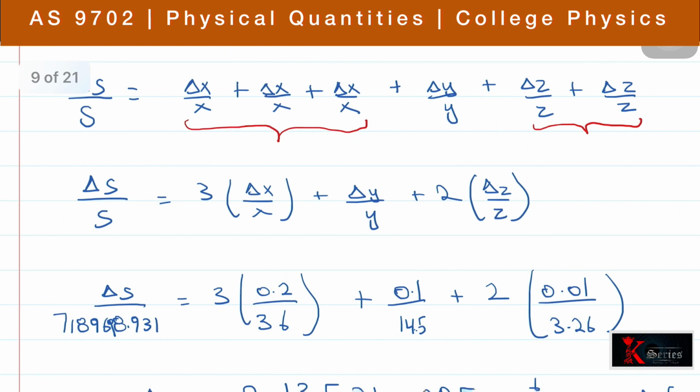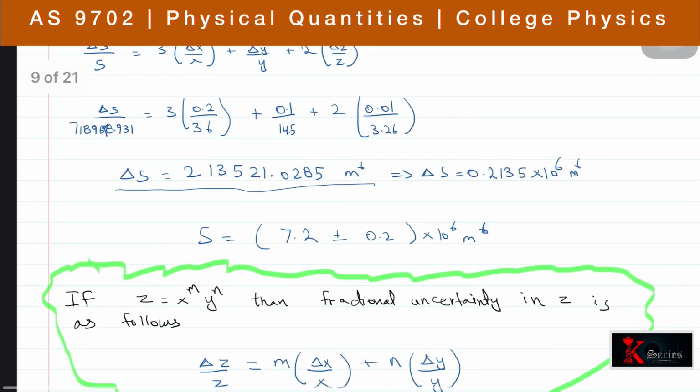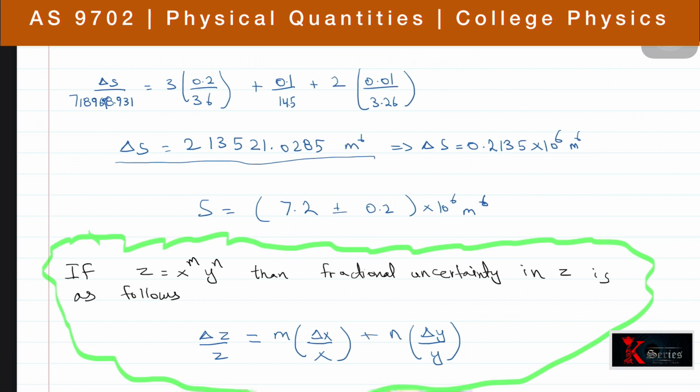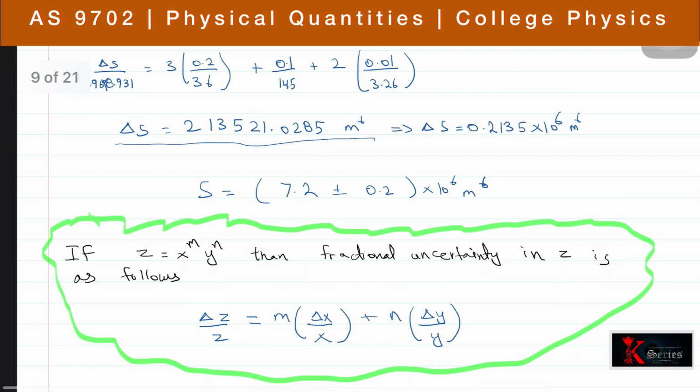So this is the rule that if z is equal to x to the power of m and y to the power of n, then the fractional uncertainty in z is as follows. And you can see it here. The absolute error in z upon z is equal to m. What was m? M was the power of x, right? And then we multiply the power by the absolute error upon the true value of x, and we add n. N was the power of y multiplied by the absolute error in y upon the true value of y. And this is how we're able to find the fractional uncertainty in z. And then after we're done finding the fractional uncertainty in z, we multiply it by the true value of z in order to find the absolute error in z.